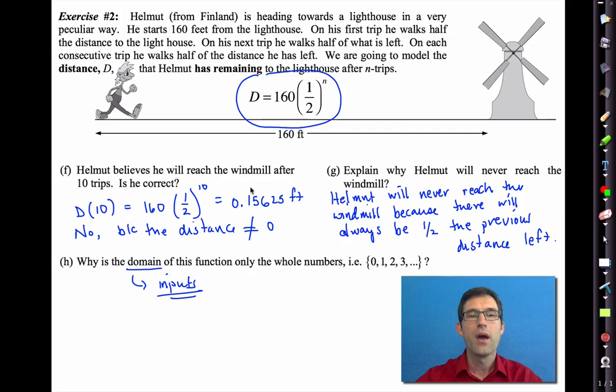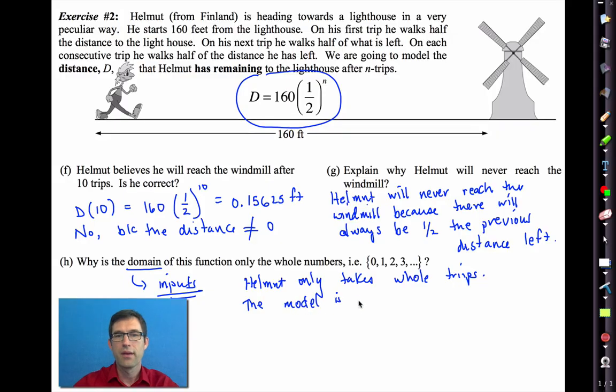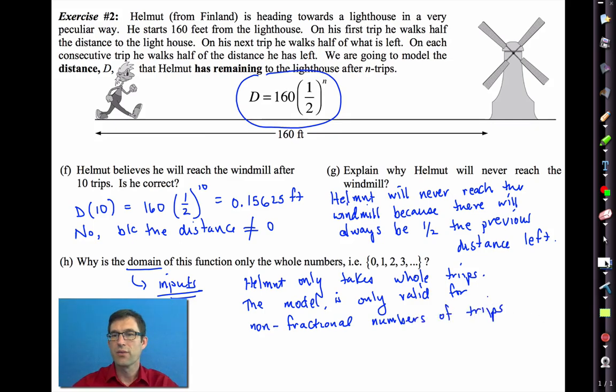All right, let's do it. Helmut only takes whole trips. The model is only valid for non-fractional numbers of trips.